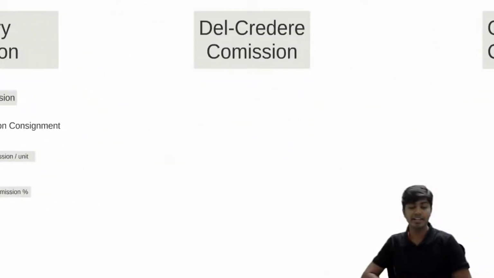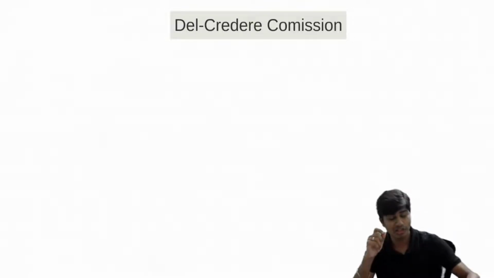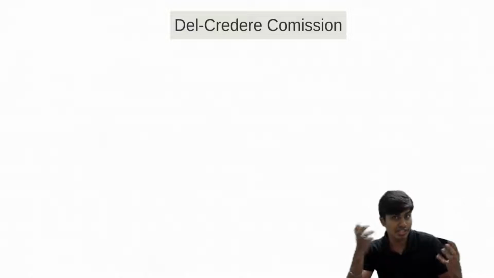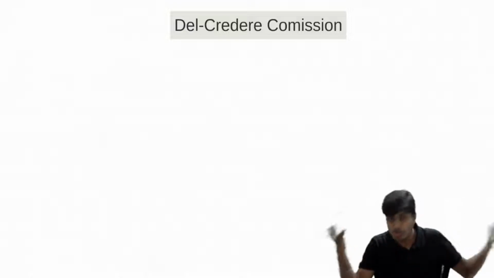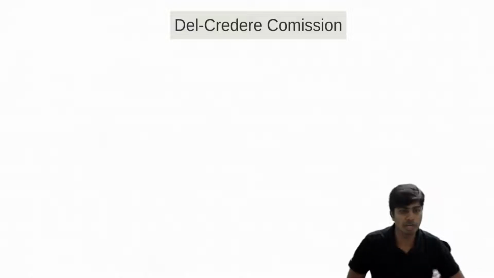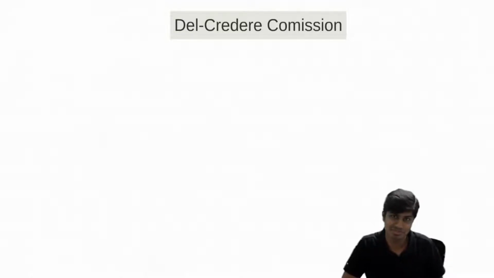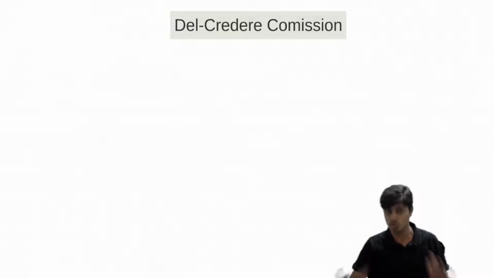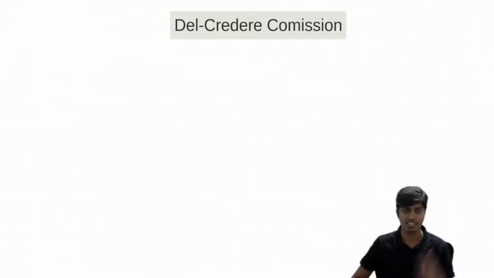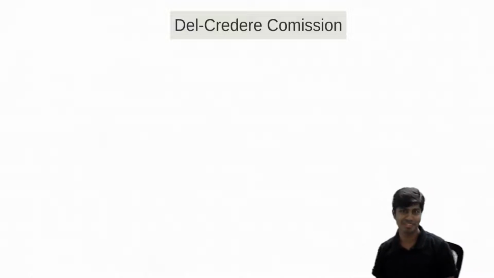After this, we have del credere commission. Now, this is a very interesting story. Let's say I am the consignee. I want to become rich. I want to make more money. How do I make more money? Two ways. One, rob a bank, which is not a legal thing to do. Second, sell more goods. For every unit I sell, I'm getting 10% as commission, or 10 rupees as commission. I sell more units so that I get more commission.